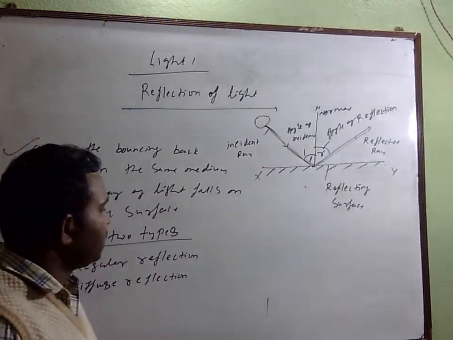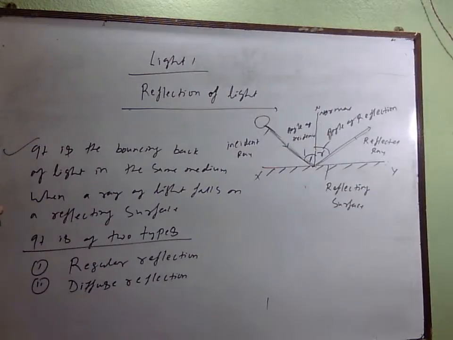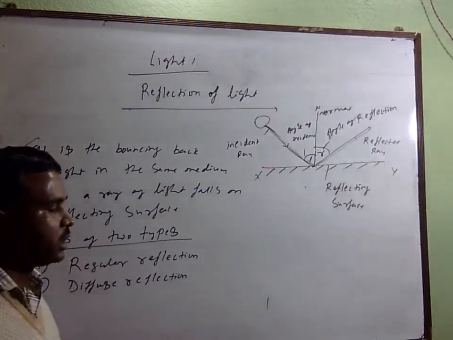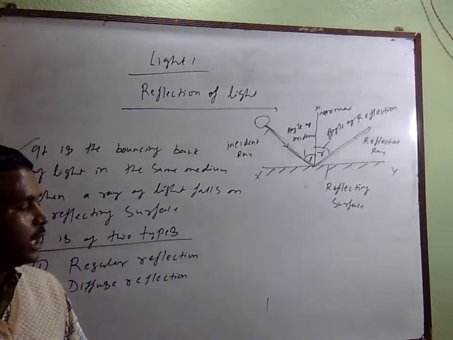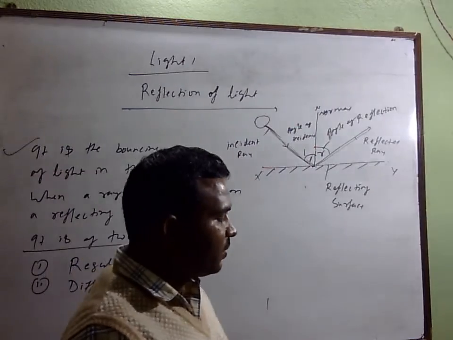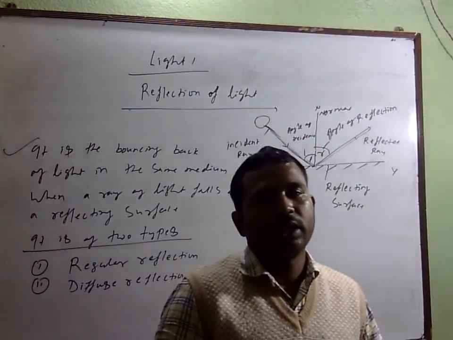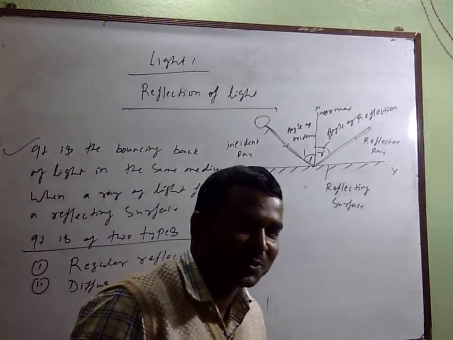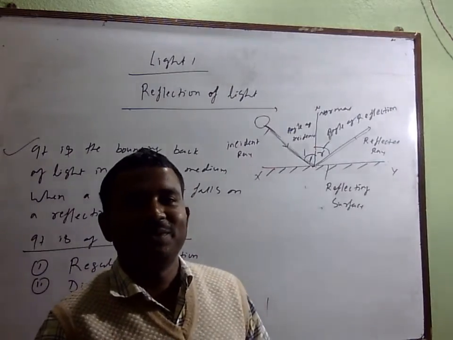So students, I think that you should write these ones. That is called the reflection of light, and these are the types of reflection. Okay students, in the next class, next video, we will see more points on how we can show the regular reflection and the diffuse reflection, how they occur whenever the light falls on an object, and we will define that once.